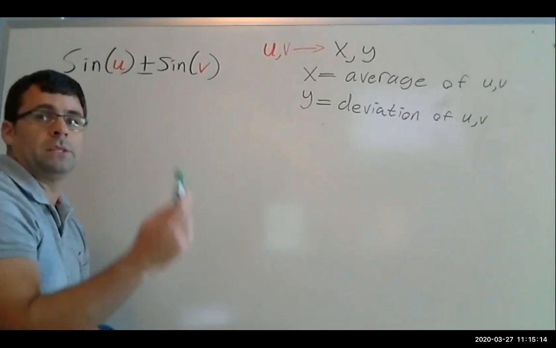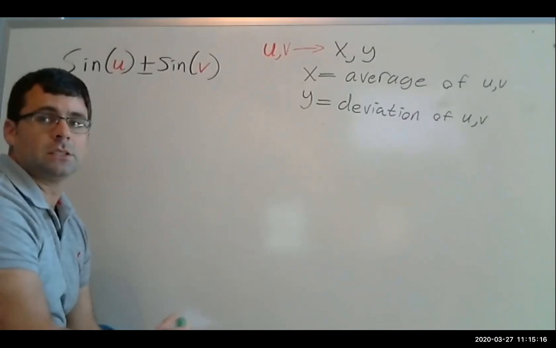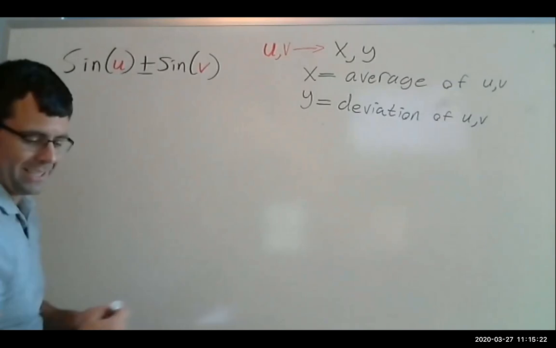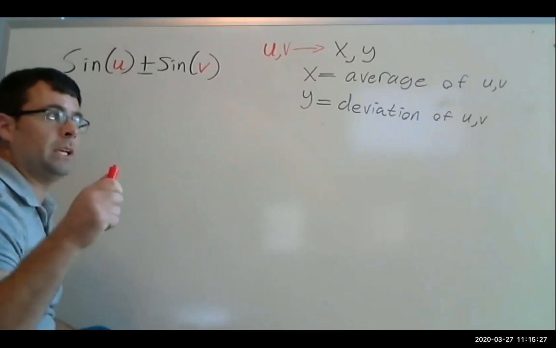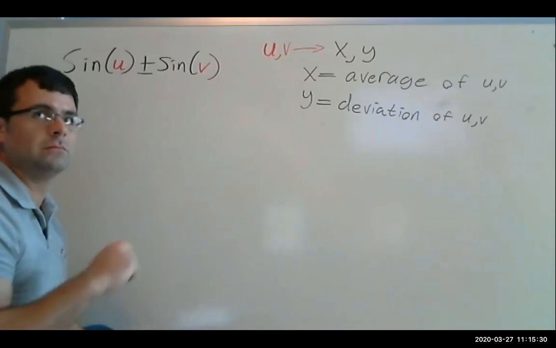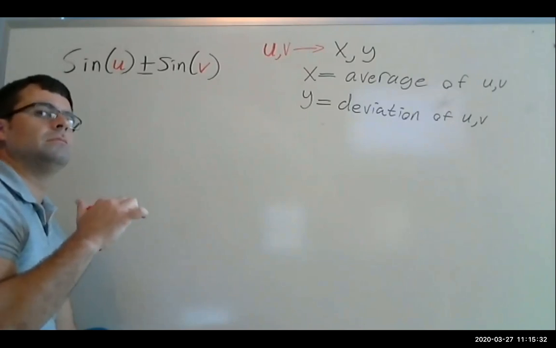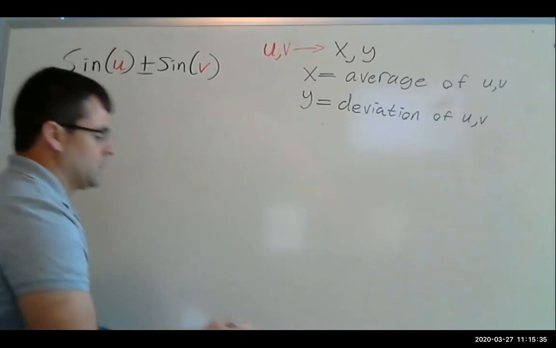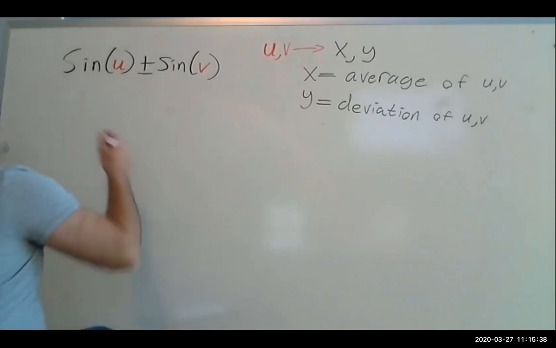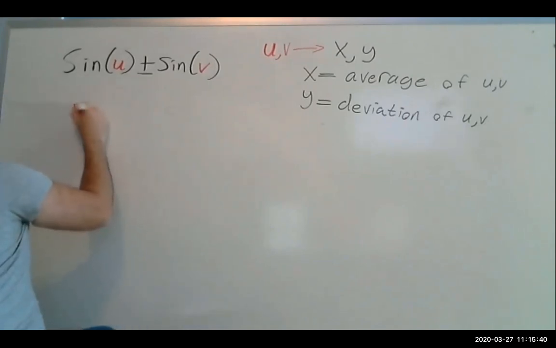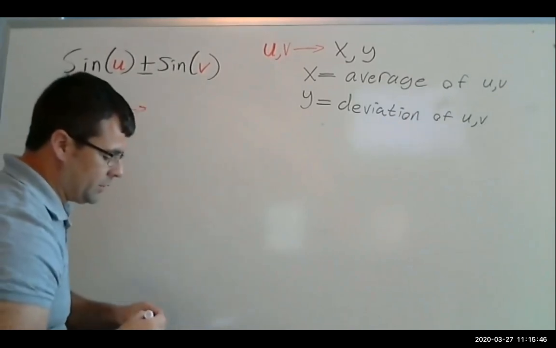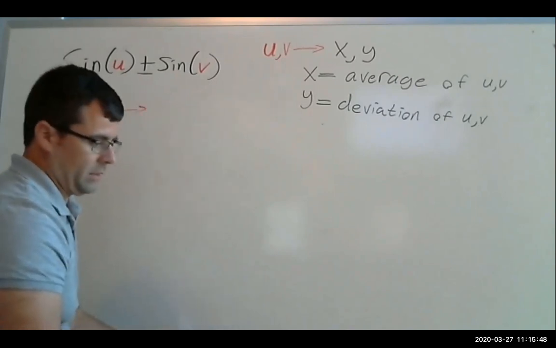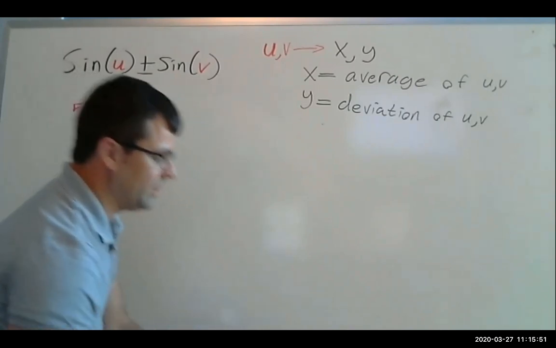So, somebody give me two numbers between 0 and 100. 5 and 6. 5 and 6, all right. I'll do 5. Give me one that's a little bigger than that. 20. 20, okay. So we're going to go from 5 and 20. We're going to convert it to their average and their deviation.